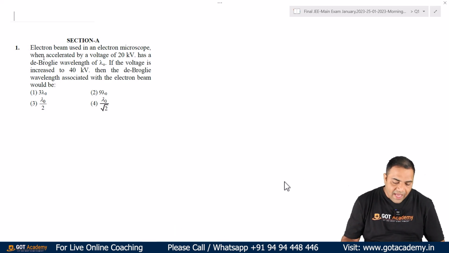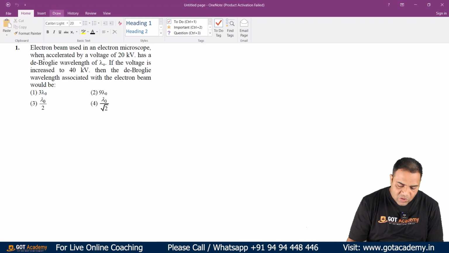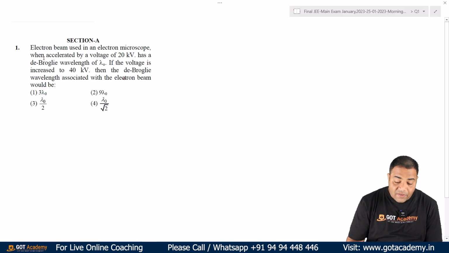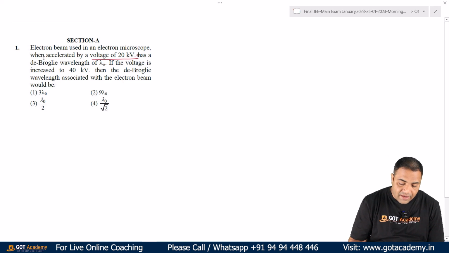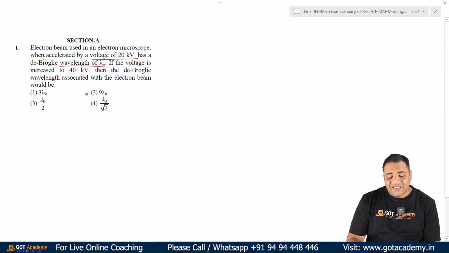So now see here, an electron beam was given. It was given as an electron beam used in a microscope when accelerated by a voltage of 20 kV, and it has a de Broglie wavelength. So he has given the wavelength. And in the other case also, the voltage has been increased to so and so, and he is asking the wavelength, children. So if you observe, this entire question is nothing but finding out the relationship between the voltage and wavelength. That is what we have to do here.